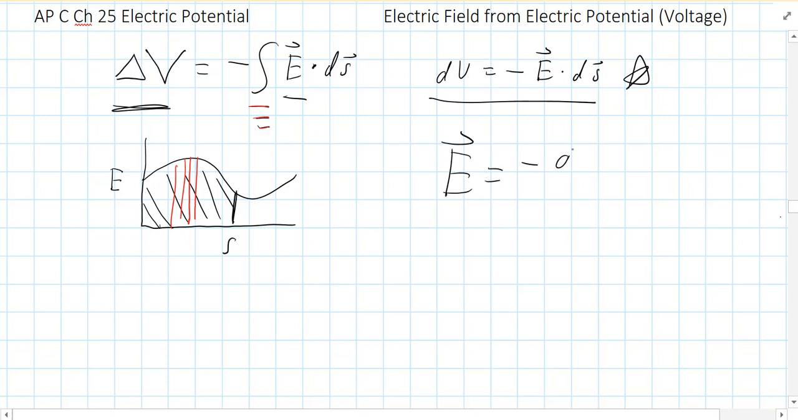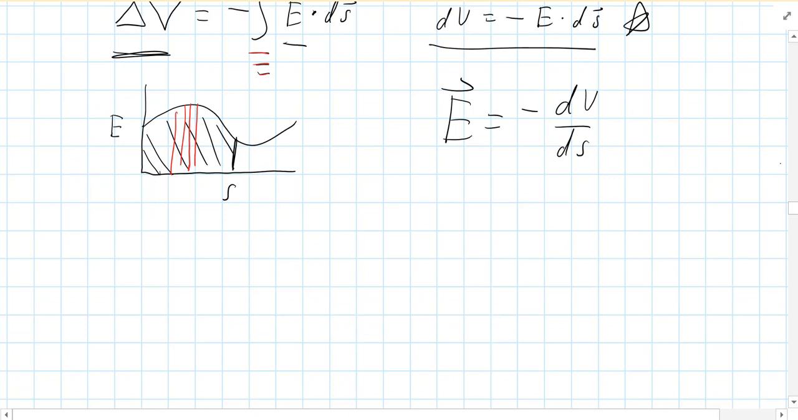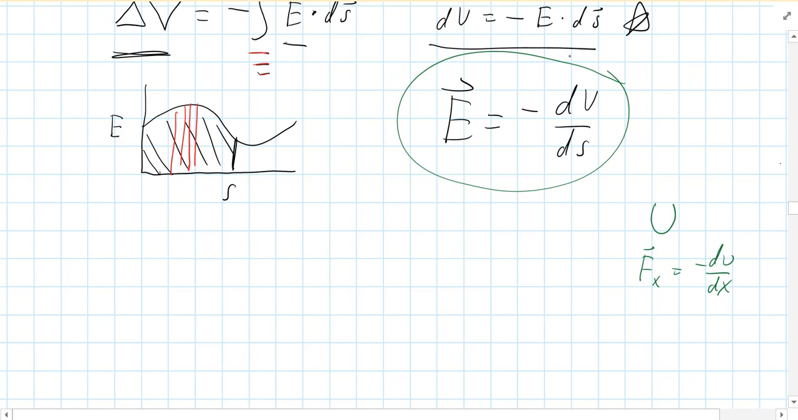Now, if we take this and we solve it for E, you get the following. E is negative dV ds. And you might recognize this from before. For instance, when we talked about force and potential energy, if you had potential energy and I said find force, well, force in the x direction was negative dU dx. Well, it's the same idea. It's very, very similar.